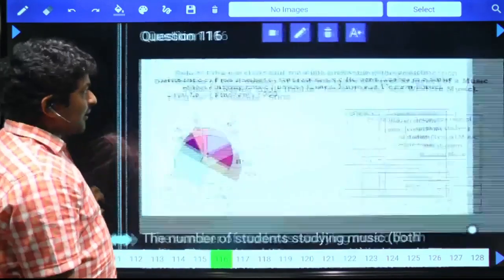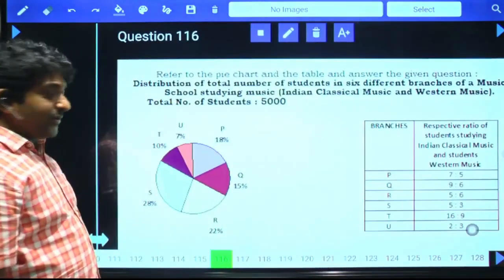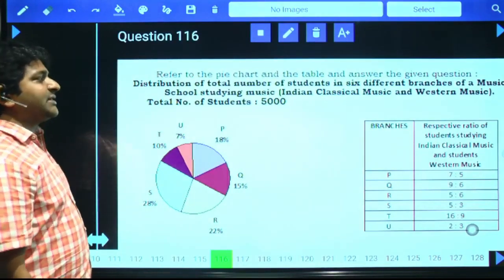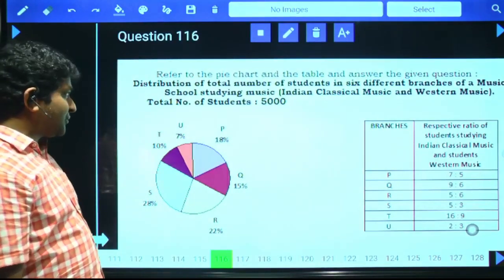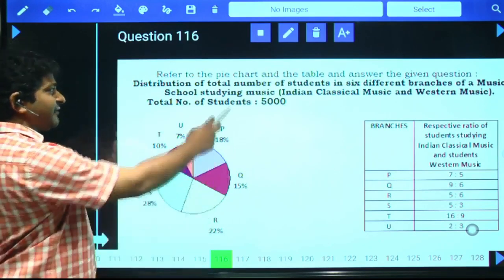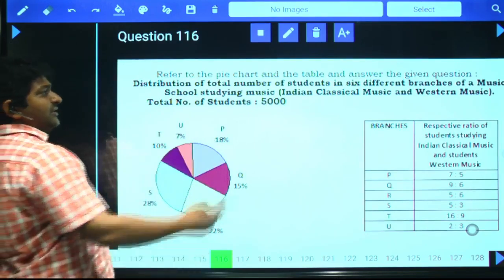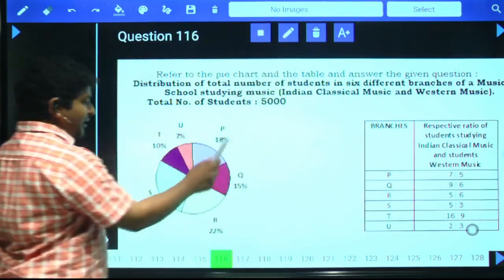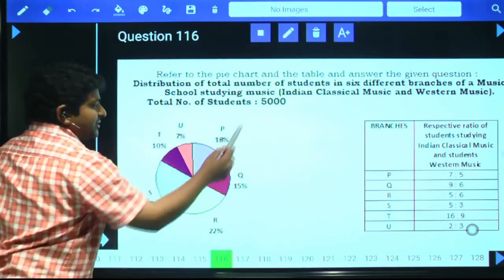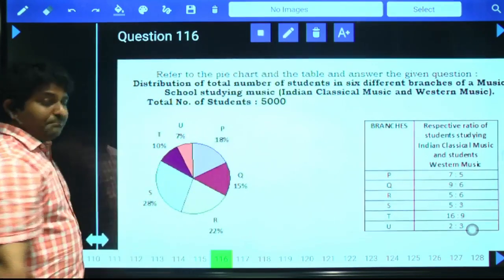Okay, now data analysis from 116 onwards. Distribution of total number of students in 6 different branches of a music school studying Indian classic music and then Western music. Total number of students are 5,000. Now 6 different branches we have. P, Q, R, S, T, U. Out of 5,000, 18% are in P.